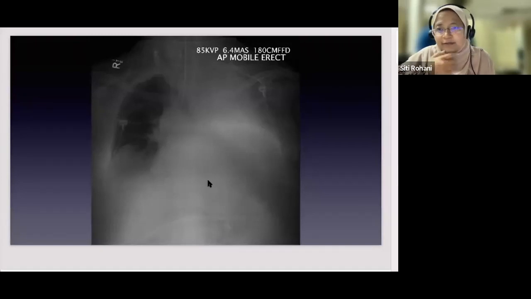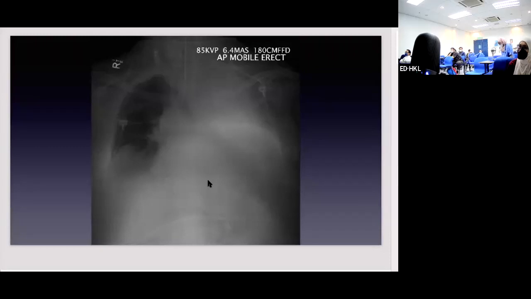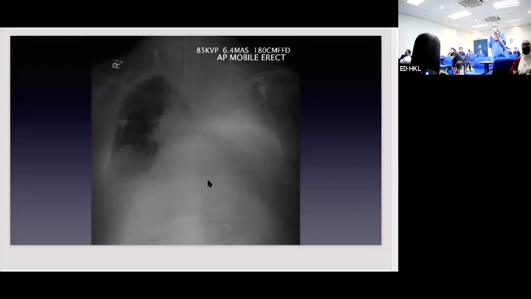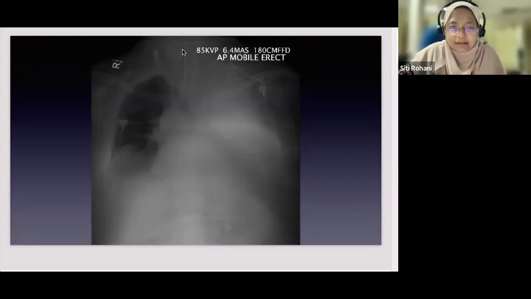Very good. May I know what's your name? What's the doctor's name? My name is Liana. Okay, Liana. Very good. So this is the importance of tube check or line check. The ET tube is actually located at the right main bronchus, resulting in collapse or opacification of the left hemithorax.